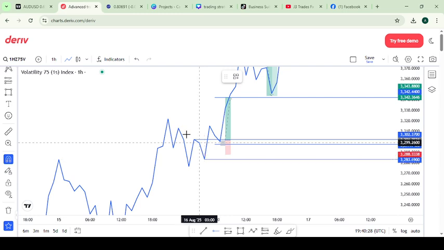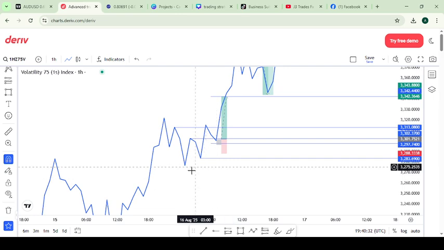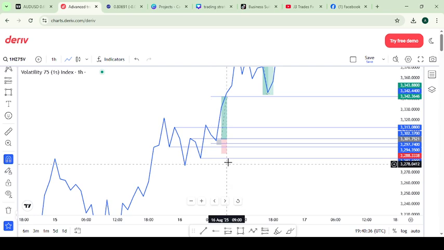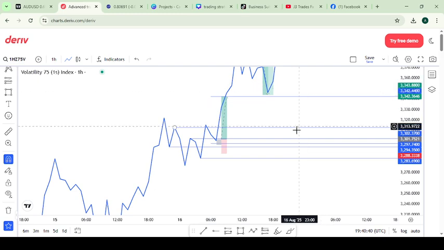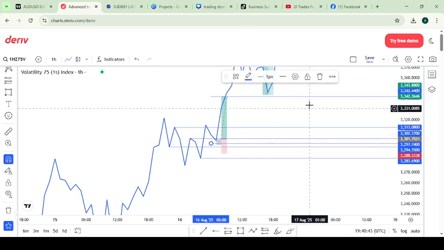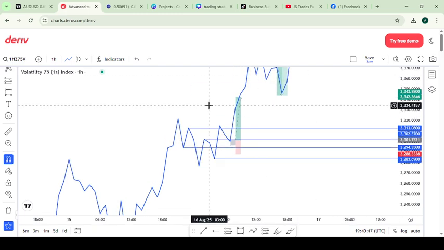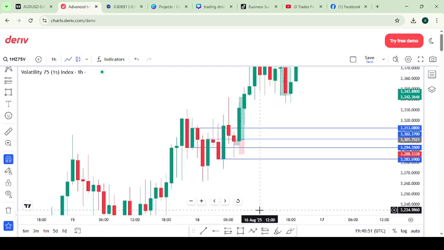So I marked out my key areas, my key areas in line with the chart. Sorry guys. So let me delete this first. This is not part of it at first. Let me delete it, this and this. So I mark out my key areas. After marking out my key areas, I switch to the candle.